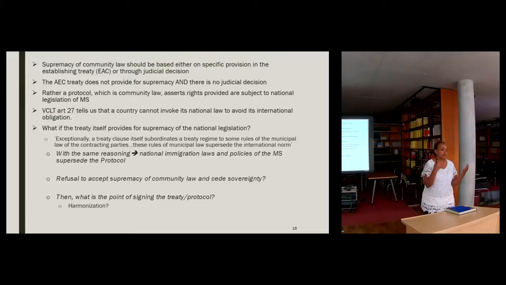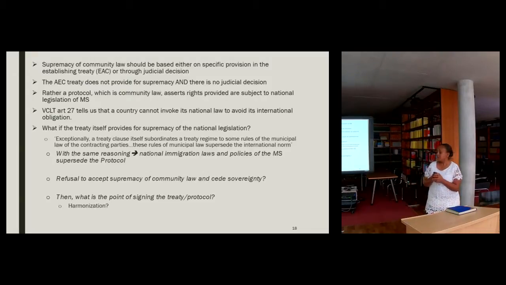In the literature, what I see is that supremacy of law has to be either provided specifically in the community's legislation, like in the case of the East African Community. It specifically says that the EAC legislation is supreme, so any national legislation must be in compliance with the EAC legislation. Or alternatively, through judicial decisions, it may be held that it's a supreme law. The AEC treaty does not provide supremacy, and there is so far no decision, because we don't have the African Court of Justice. What we have is the African Court on Human and Peoples' Rights, which is temporarily functioning as a court of justice. But as far as I know, there is no holding of this court about this matter.